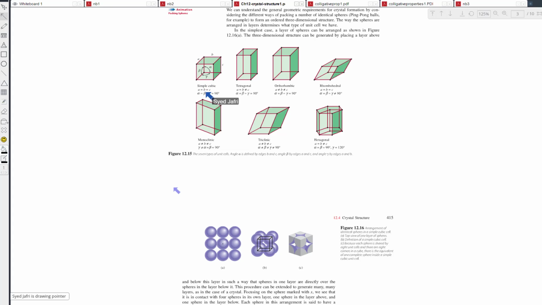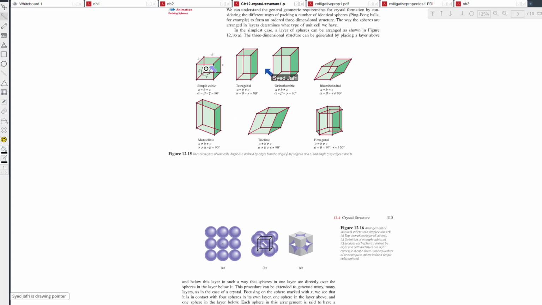So we look, the simple cubic cell has all three sides the same, equal, and all three angles are 90 degrees and equal. Similarly, if it is a tetragonal shape, we have a different thing. A is equal to B, but the third side is not equal. All three angles are 90 degrees.